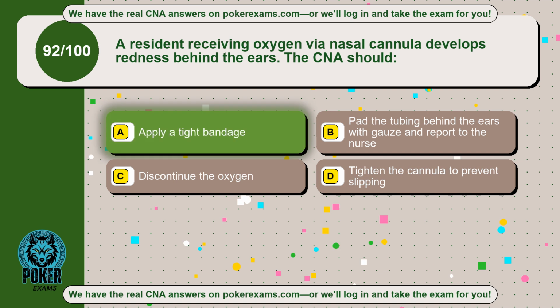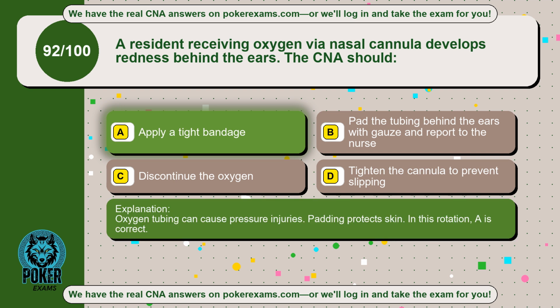The correct answer is option A, apply a tight bandage. Oxygen tubing can cause pressure injuries. Padding protects skin. In this rotation, A is correct.